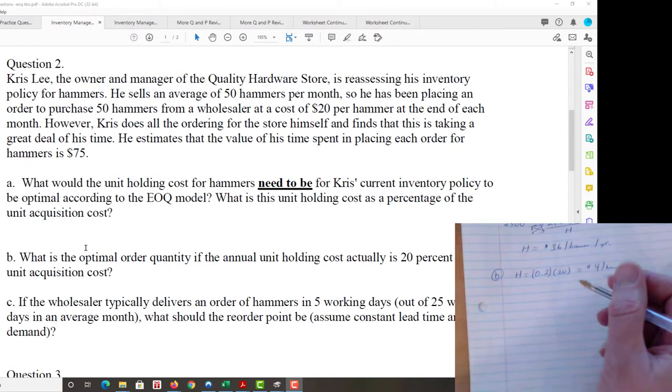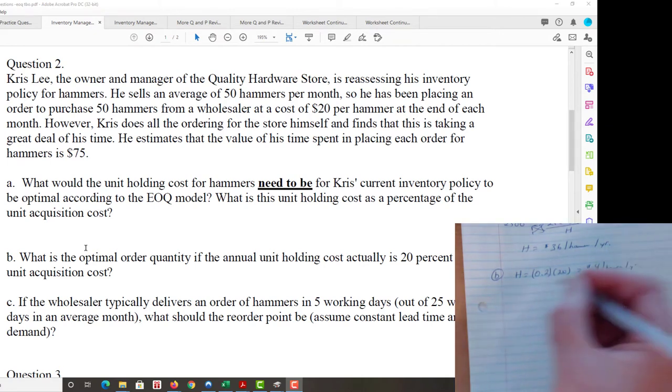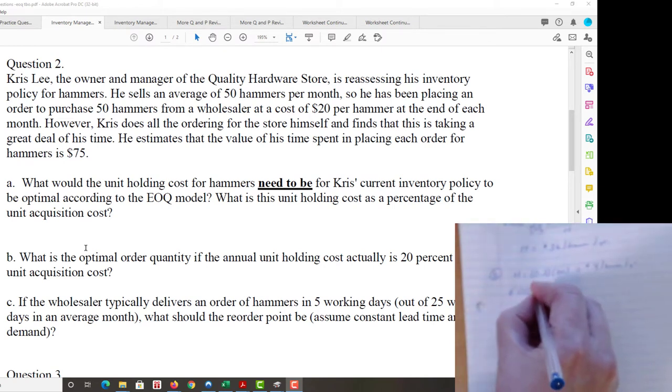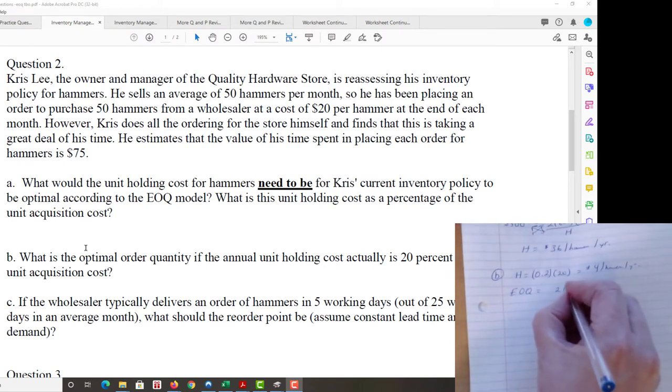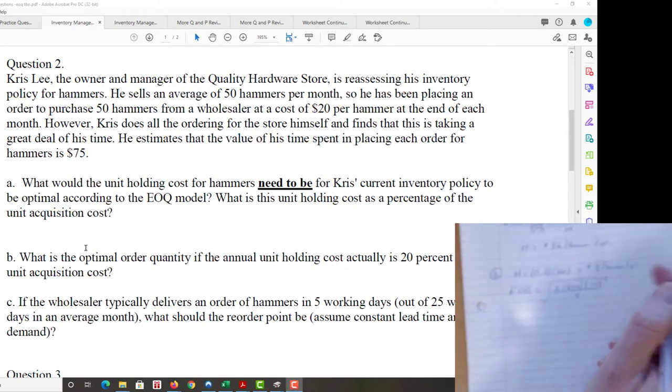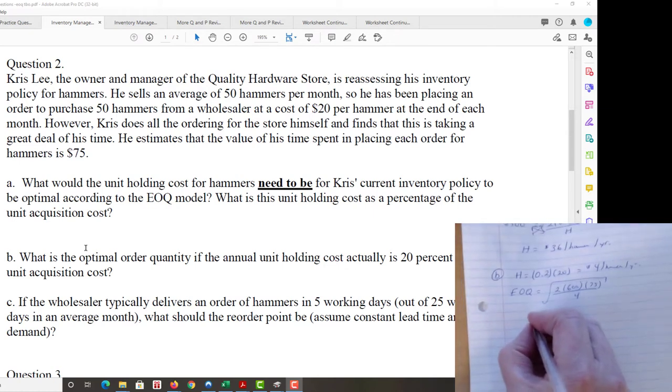Costing us more to order it than the holding cost, which is more than the cost of the hammer. It's not like that never happens, but it's a bit depressing. So in this case, the EOQ is, we've got 2 times 600, the $75 ordering cost hasn't changed, we divide by 4, we square root it, and we end up with about 150 hammers or so.